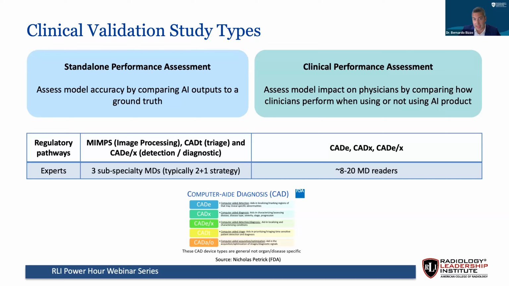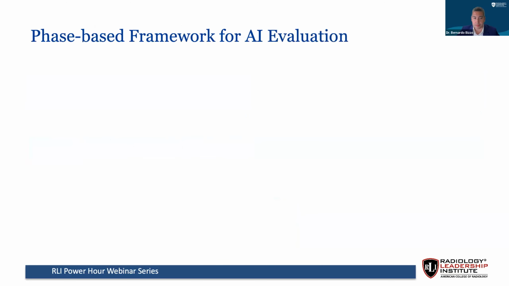devices. And for CAD-E and X devices, a clinical performance assessment, also known as a reader study, is required to assess the impact of these tools on physicians. Typically between 8 to 20 physicians read the same exams with and without AI results, with a 4-week washout in between those reads. And we assess how faster, how more accurate, or more consistent those physicians are when they are using the AI tool. And the FDA expects a superior performance of the physicians when using these tools.